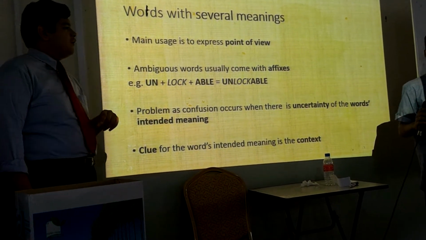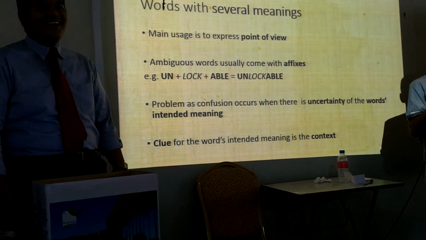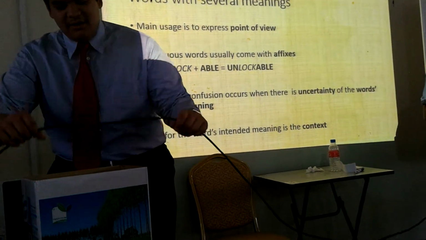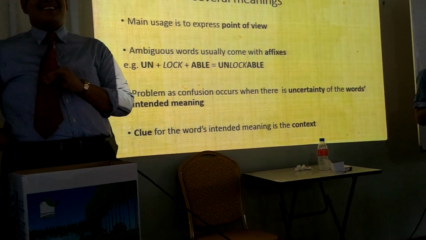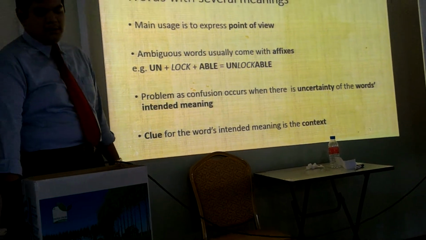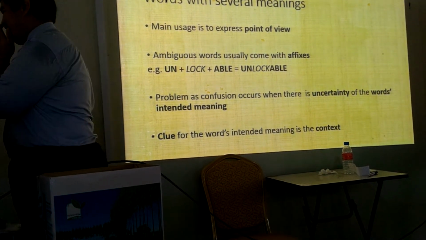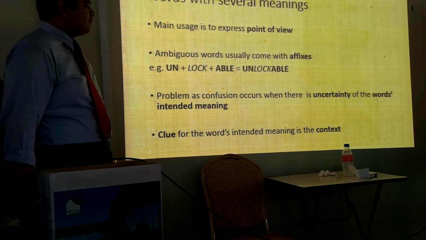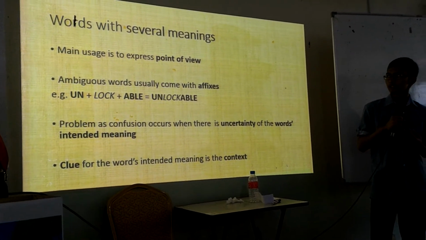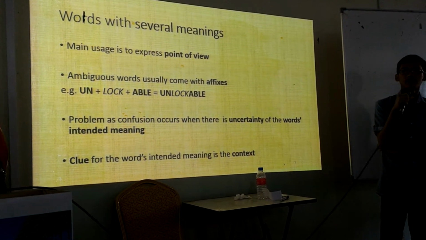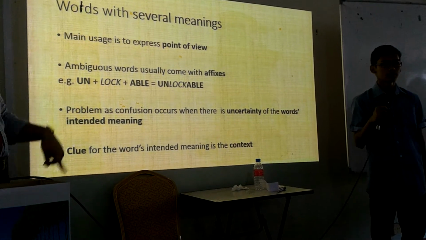As it was mentioned earlier, ambiguous words are words with more than one meaning. Words with multiple interpretations like these are generally used to express a point of view. Writers use these words to show us how they want us to see the perspective of something. Ambiguous words usually come with affixes, a combination of both prefix and suffix, known as a circumfix. These words tend to cause problems for readers in determining the word's intended meaning. In order to know what the word's intended meaning really is, we have to look for clues in the context.